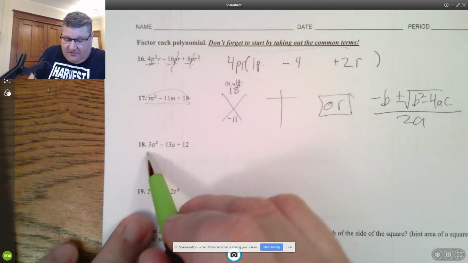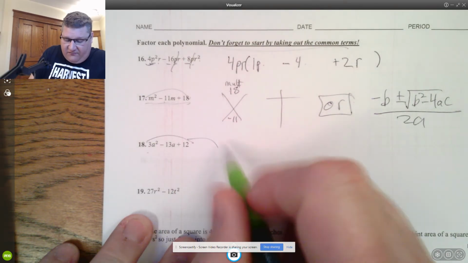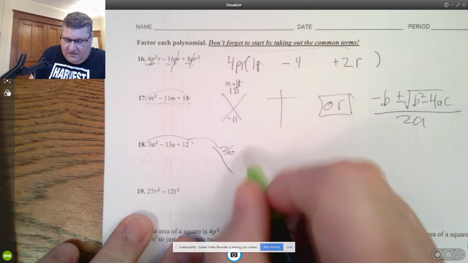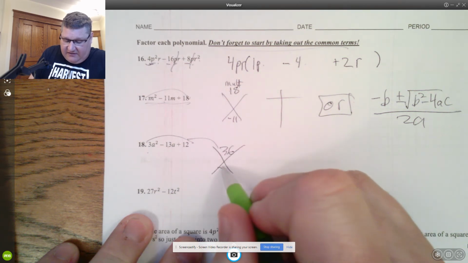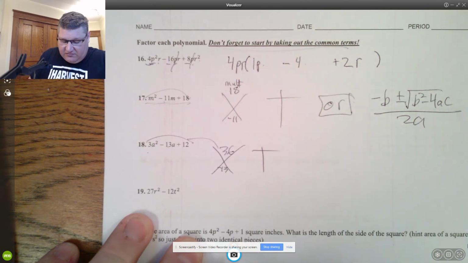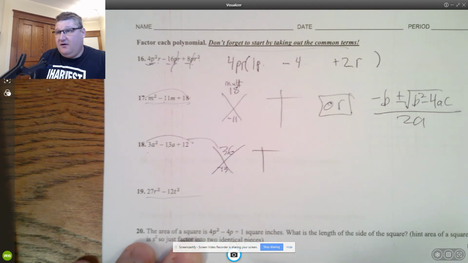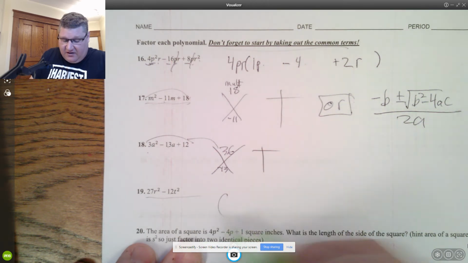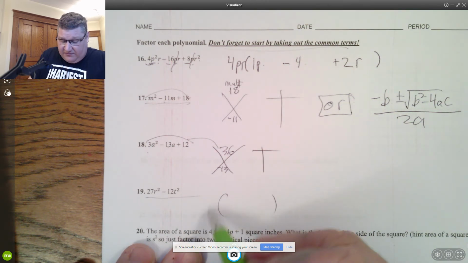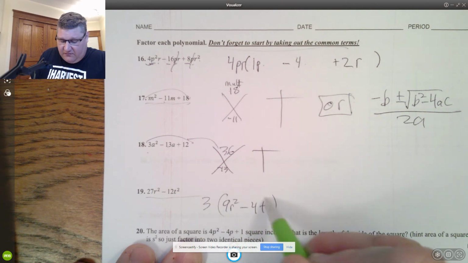Now, down here, again, 3 and 12 make 36, and they have to add to negative 13, so you make a chart to see what you can do. Down here, don't forget to take out what's common first. It looks like a 3, leaving 9r squared minus 4t squared.